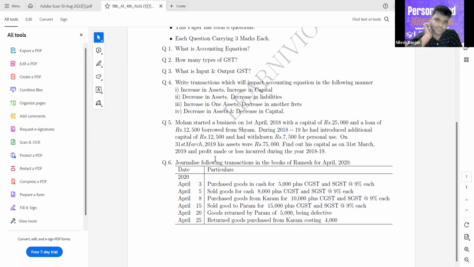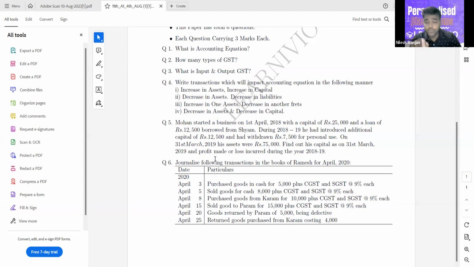Let me read the question and explain the concept. First, purchased goods in cash for 5,000 plus CGST and SGST at the rate of 9%. It means you are purchasing goods for cash. A simple entry is purchase account debit to cash. But if we combine it with GST, then the entry will change. It is purchase account debit, input CGST account debit, input SGST account debit, to cash.